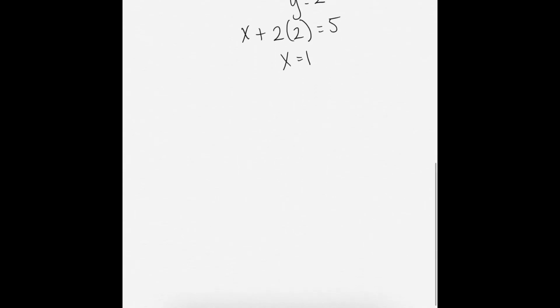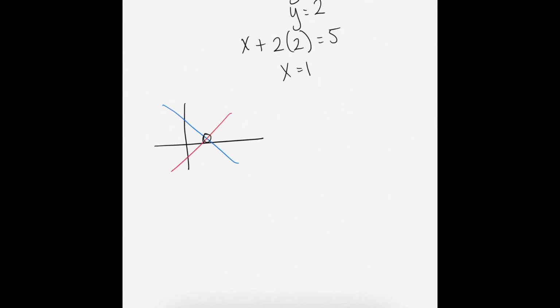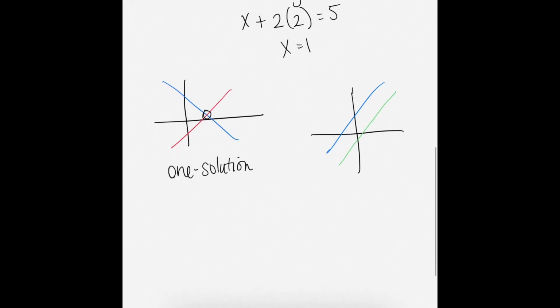Okay, so graphically speaking, if we were to graph these, if you have two lines, let's say one is here and one is here, the point at which they intersect is the point that we're looking for when we're talking about a solution. Well, we also know that we can have two lines that are parallel to each other, and two parallel lines never ever touch. So in this case, we have one solution.